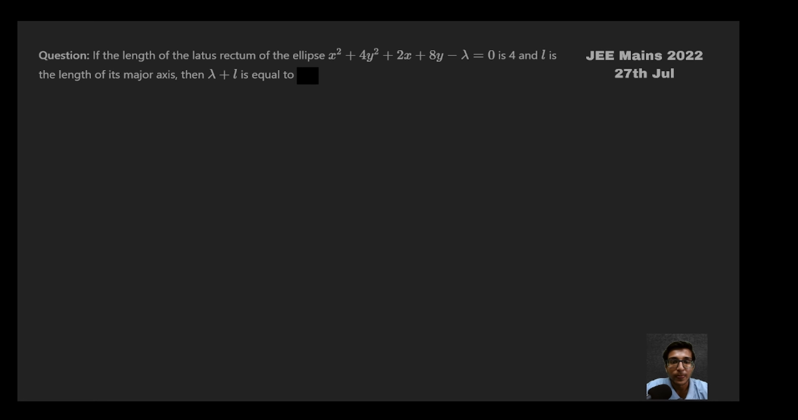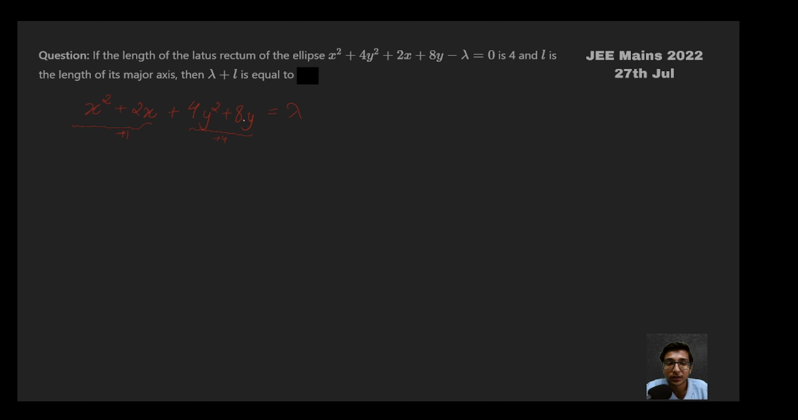So let us try to convert this into the standard form. This here is the expanded form. Let's bring all the x terms together, plus 2x, plus 4y square plus 8y, and let us take lambda to the other side. Now, how can I make this term a complete square? X square plus 2x. If I add 1 here, this would become a complete square, x plus 1 whole square. And for this one, what if I add a term 4 here? This would become a complete square, which would be 2y plus 2 whole square.